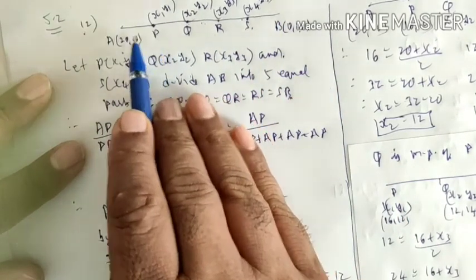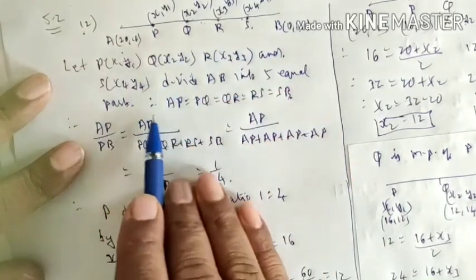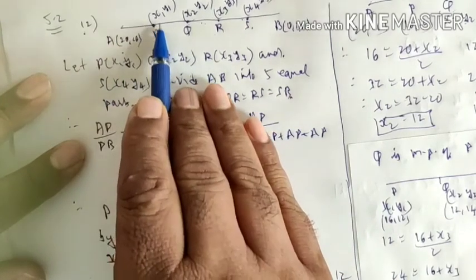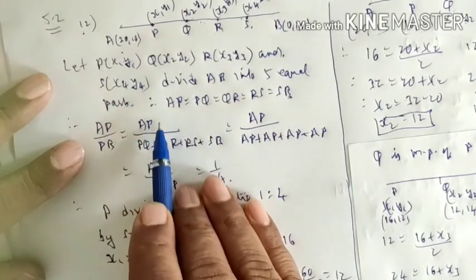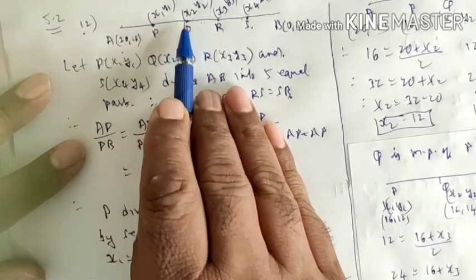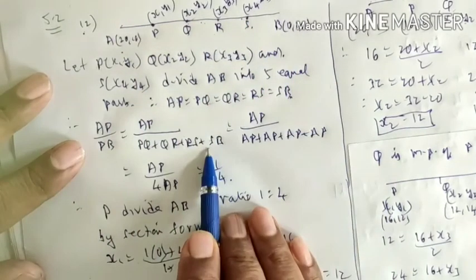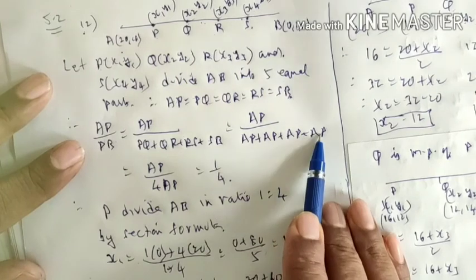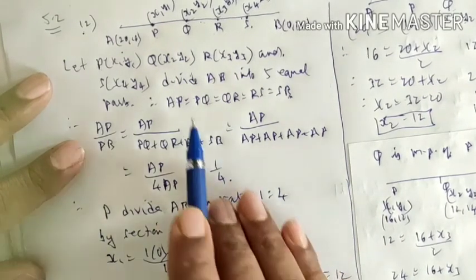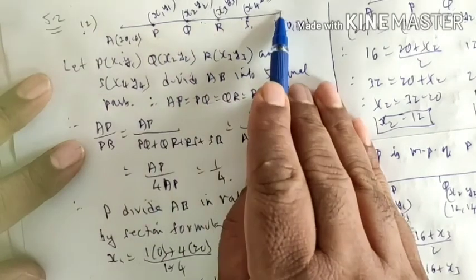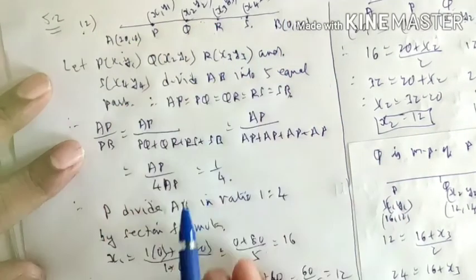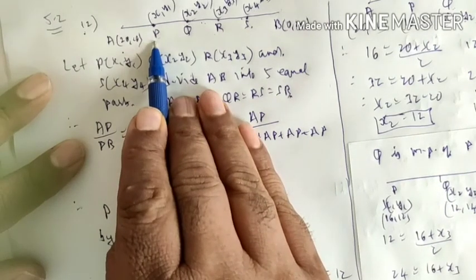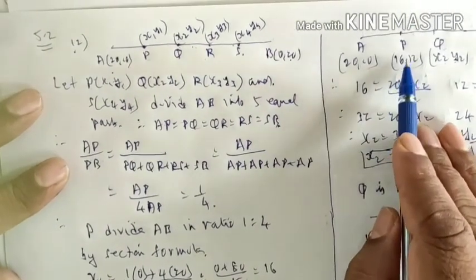Say first, this divides into equal parts. So we are getting AP equal to PQ equal to QR equal to RS equal to SB. First we shall take AP upon PB. AP upon PB is how much? AP upon PB can be written as PQ plus QR plus RS plus SB. Each one is equal to AP. So AP upon AP plus AP plus AP plus AP. So AP upon 4 AP, 1 upon 4. So this P is dividing AB in ratio 1:4. Apply section formula. We are getting the coordinate of P as 16, 12. P's coordinate has come, 16, 12. See here. Coordinate of P we are getting 16, 12.